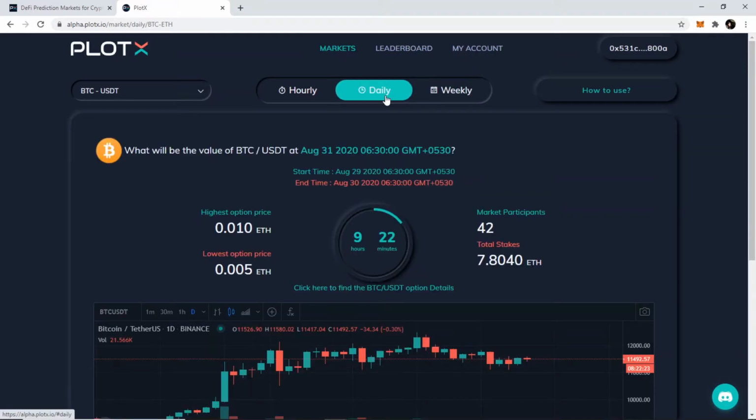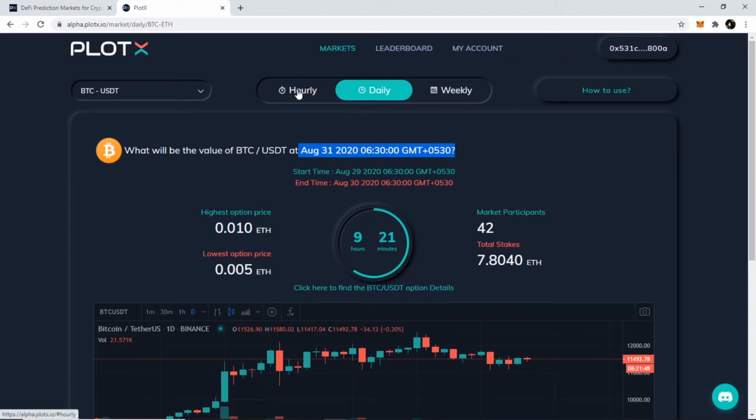In the daily market, a similar pattern follows. The question here is what will be the value of BTC USDT pair at August 31st, 2020, 6:30 AM in the morning in this particular time zone. The market start time is on August 29 at this time in this time zone. The market end time will be 1 day after the start time, that is on August 30th, exactly 1 day after the start time at 6:30 AM in the morning in this time zone. And the market will close exactly 1 day after the end time, that is given here.